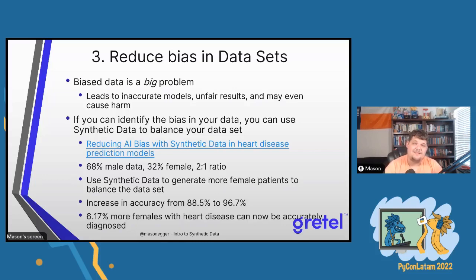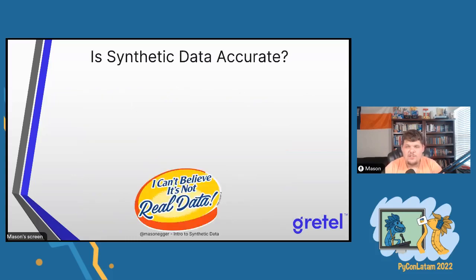So reducing bias in data sets is a really, really cool superpower of synthetic data that I really enjoy. Then you may be going to ask, well, is synthetic data accurate? These are all questions that I had, by the way. I've recently joined Gretel and we're learning about synthetic data. And all the questions in this slide deck are the questions that I had when I was deciding to join the company.